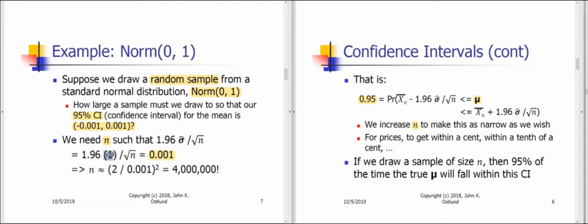Now we know that the true sigma is 1, and we're just going to approximate 1.96 as 2. So if we rearrange the terms in that equation, this tells us that n is approximately 2 over 0.001 squared, and unfortunately that works out to 4 million. So it turns out that we have to draw 4 million samples from the standard normal distribution in order to get a 95% confidence interval of plus or minus 0.001 for our sample mean.